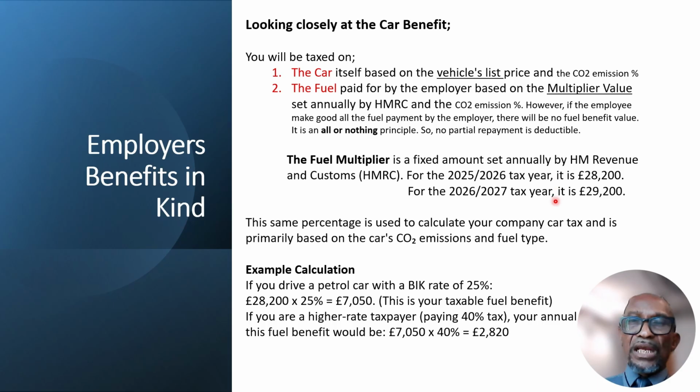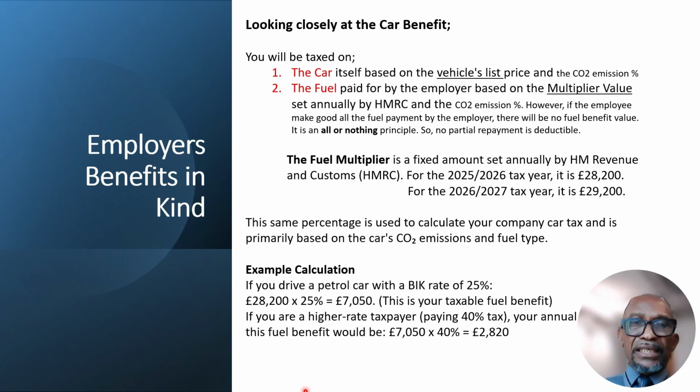But the taxable value of these particular items is based again on the CO2 emission of the vehicle itself. Here is an example below. If you drive a petrol car with a benefit in kind CO2 rate of 25%, for the tax year 25-26, which is 28,200, your taxable value will be 7,050. That is 28,200 times 25%.